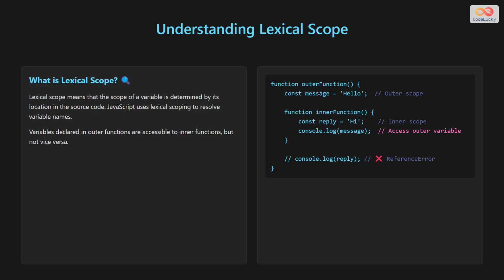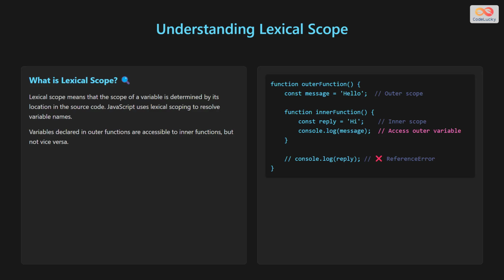To understand closures, it is important to understand lexical scope. Lexical scope determines how variable names are resolved based on where they are located in the source code. In JavaScript, a variable's accessibility is determined by its position within nested functions. If a variable is declared inside a function, then it is part of that function's scope. Inner functions can access variables declared in their outer functions.